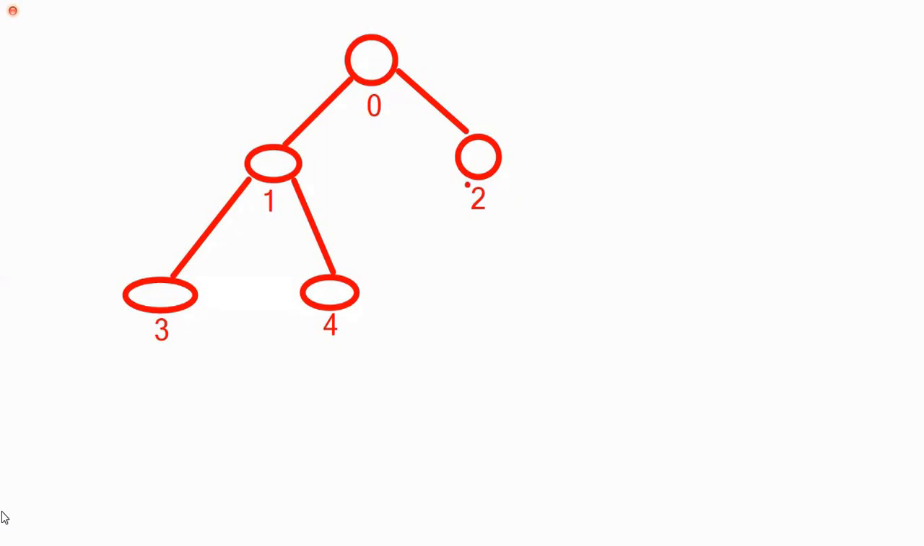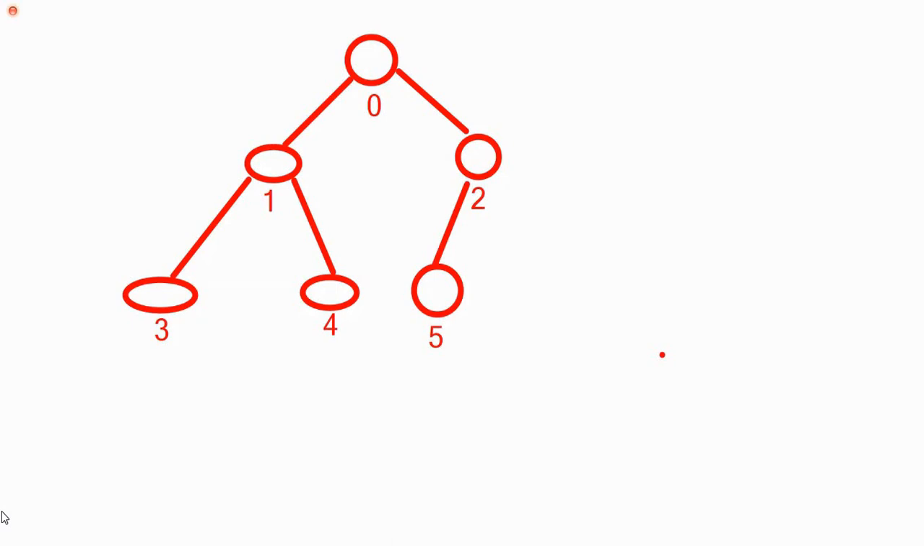But suppose it is like this. Now, is it complete? Yes. Is it a complete binary tree? Yes. But it is called a full tree also. Full tree: all levels are full. Complete binary tree is different, full tree is different. A full tree is also a complete binary tree, but a complete binary tree is not necessarily a full tree.